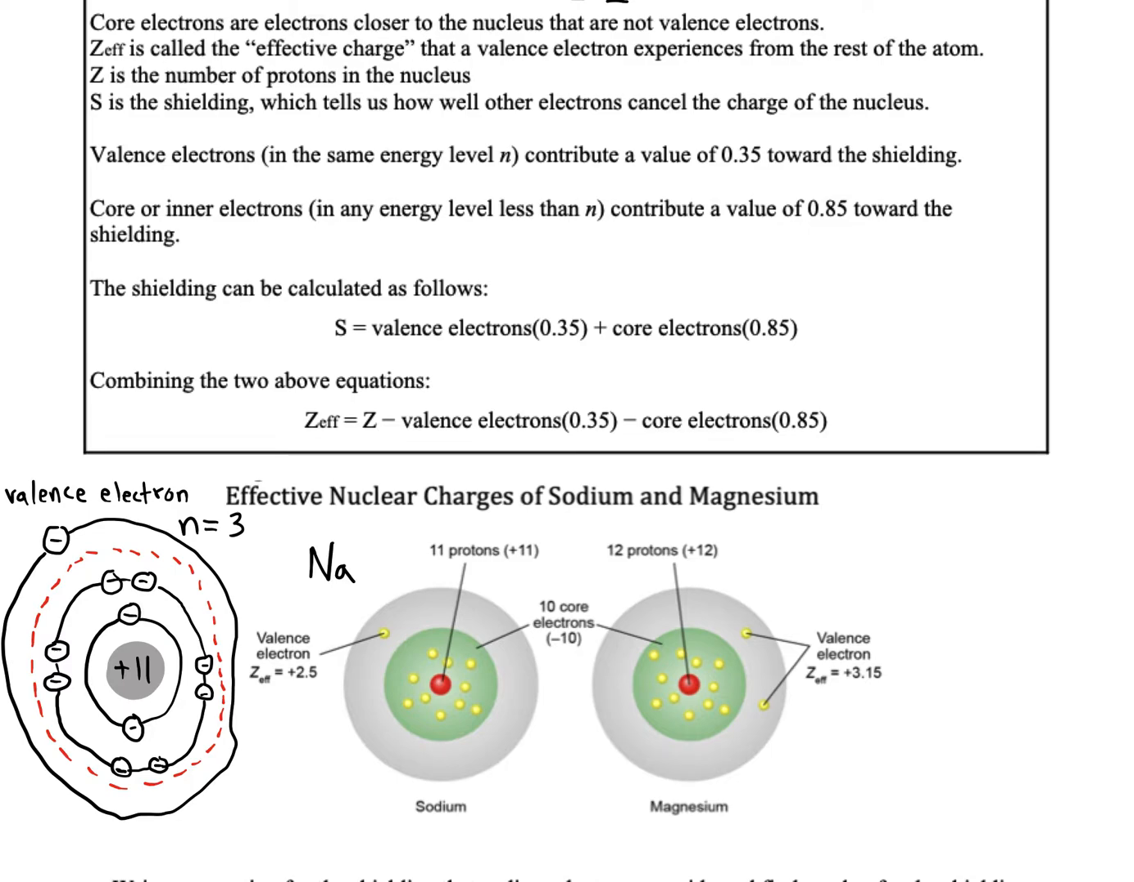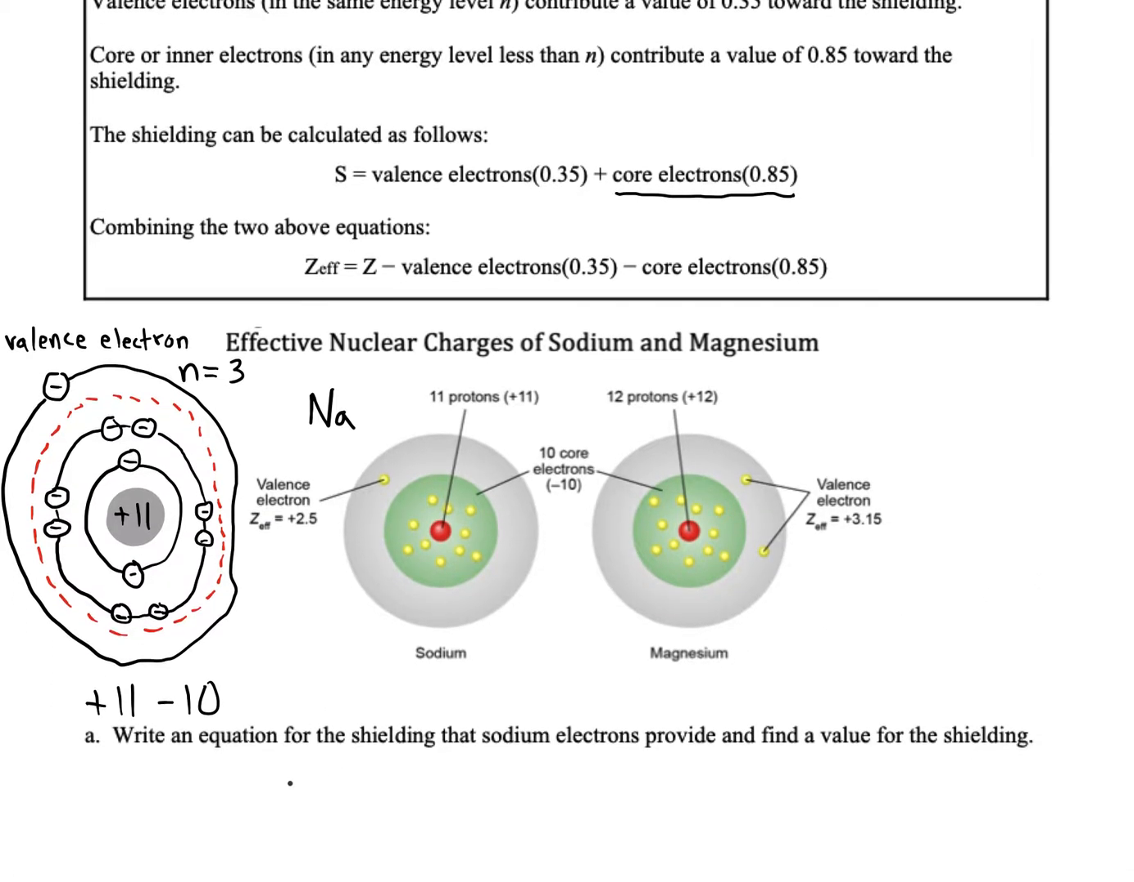Now, if we were doing a simple subtraction to find the net charge within the red boundary here, we would do plus 11 for the nucleus and then minus 10 for the core electrons. However, what this formula shows is that the core electrons do not provide a full -1 when it comes to canceling the charge of the nucleus. Instead, they're going to provide 0.85 times the number of electrons when it comes to the shielding that they provide. So let's calculate the shielding that the core electrons of a sodium atom provide.